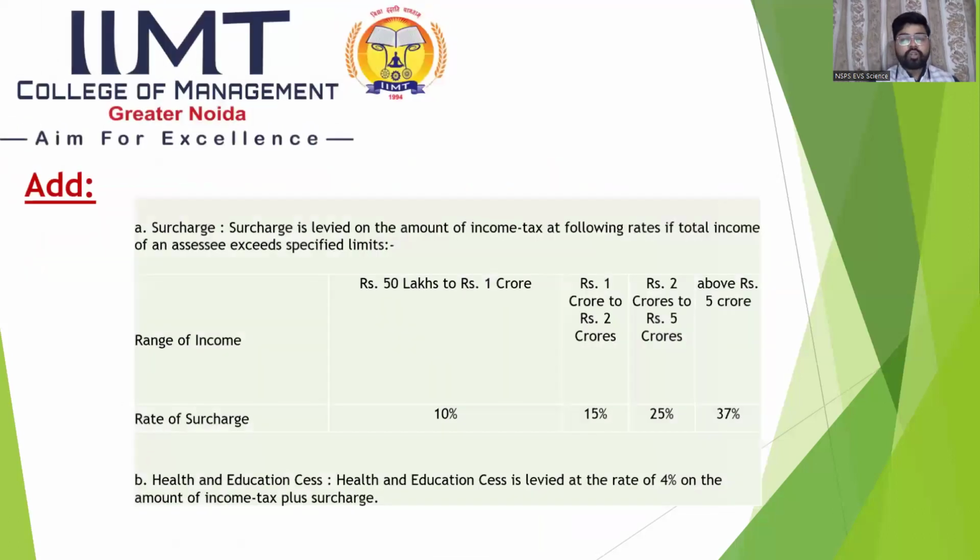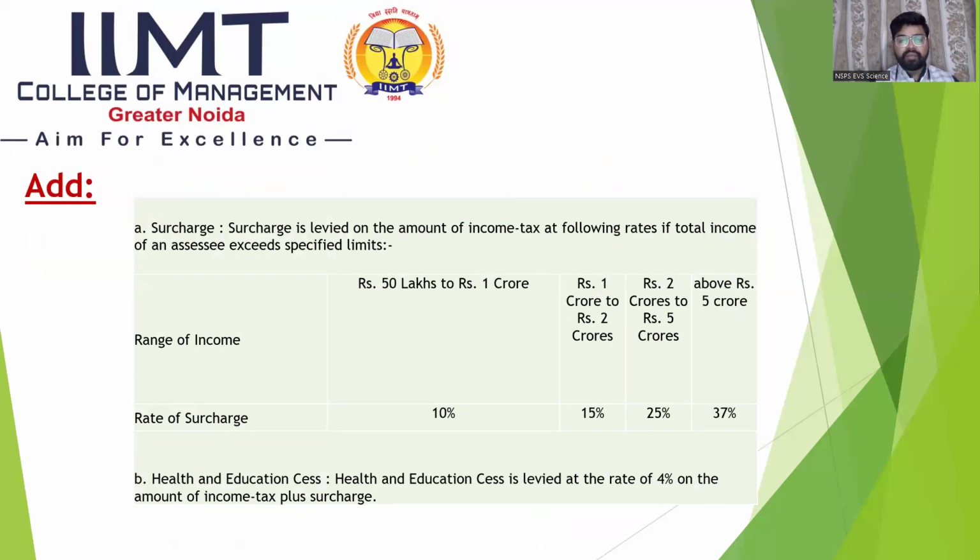But a surcharge is also applicable on income tax if any person has a luxurious lifestyle on the strength of their income. The surcharge is also applicable to them. What is surcharge? Surcharge is levied on the income tax at the following rates if the total income of an assessee exceeds specific limits. If any person has income of rupees 50 lakh to 1 crore, the rate of surcharge is 10%. If the income is rupees 1 crore to 2 crore, the rate of surcharge is 15%. If the income is rupees 2 crore to 5 crore, the rate of surcharge is 25%. Above 5 crore, the rate of surcharge is 37%.